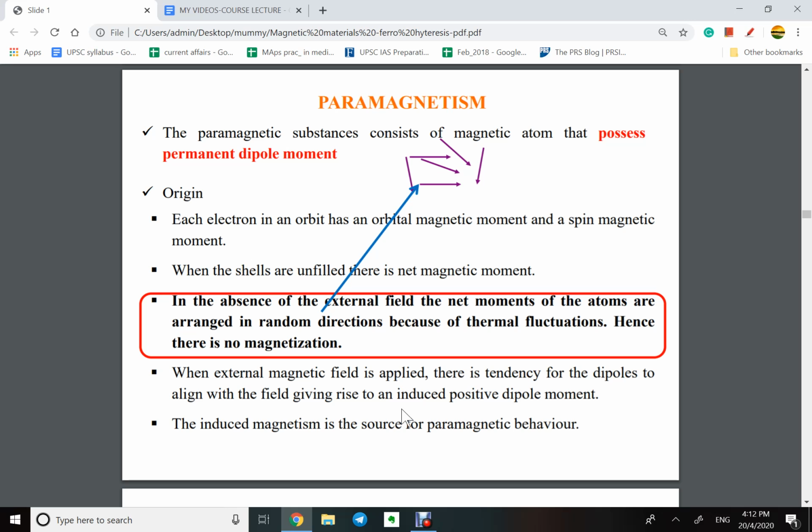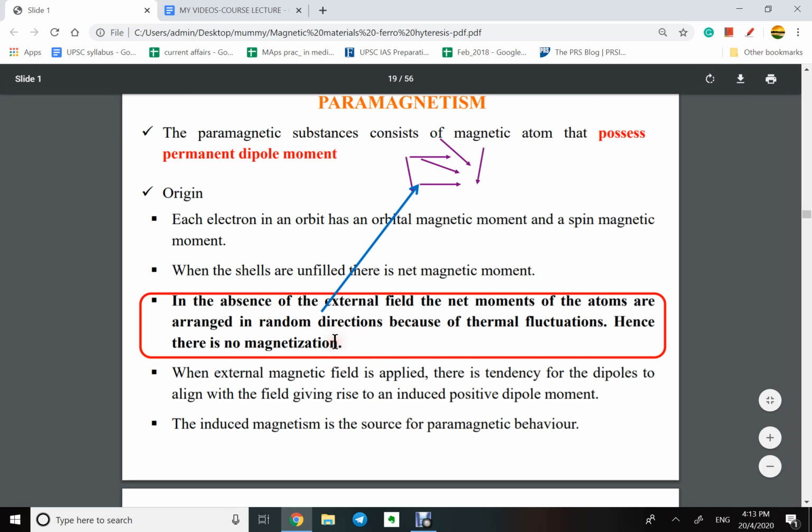Now, if you take a paramagnetic material which consists of a number of atoms, these permanent dipole moments are arranged in a random fashion, which is shown here. The paramagnetic substances consist of magnetic atoms that possess a permanent dipole moment. Each electron in an orbit has an orbital magnetic moment and a spin magnetic moment. When the shells are unfilled, there is a net magnetic moment.